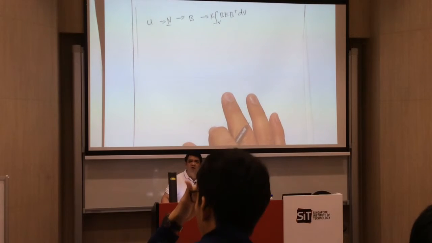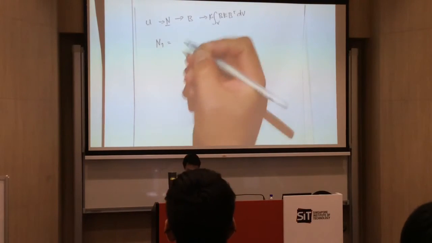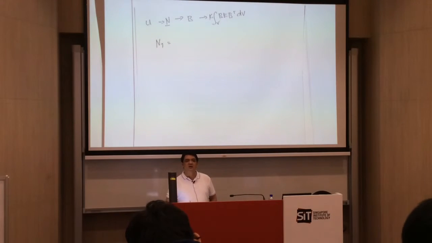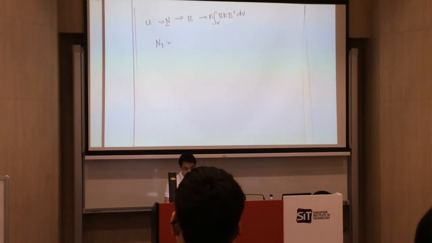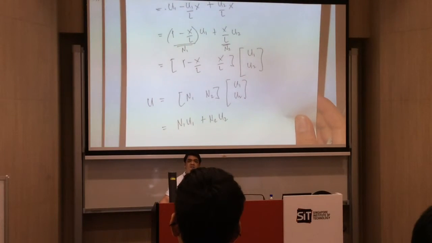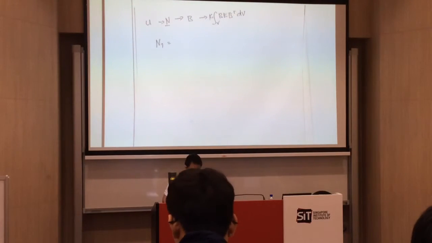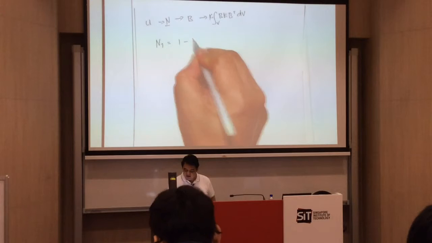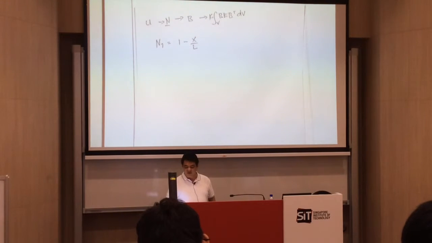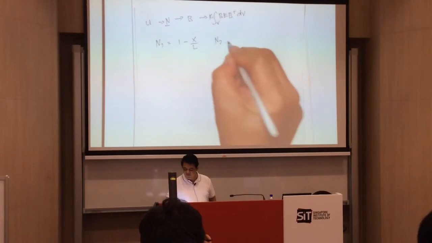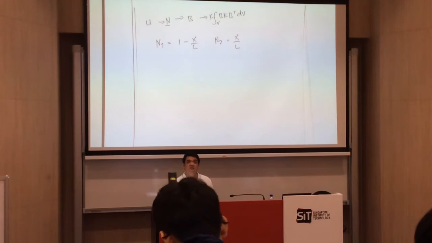So let's continue. What will be your shape function 1? So what is your shape function 1? Shape function 1 is 1 minus x all over L. That's the first shape function. What about your second shape function? This one is x all over L.